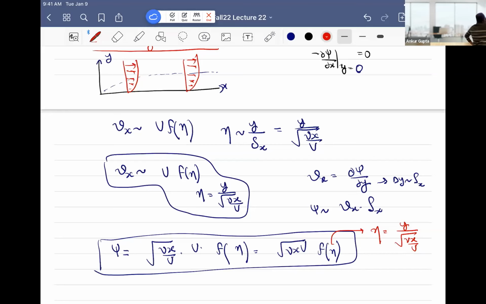But we said that doesn't work because I'm solving in psi, not solving in Vx. But we also know the formula for psi. That means psi should scale something like Vx times delta of x. Now Vx was u times f of eta, from this proposition, and delta x is similar to root of nu x by u. Then you just plug in and you get this as a proposition.